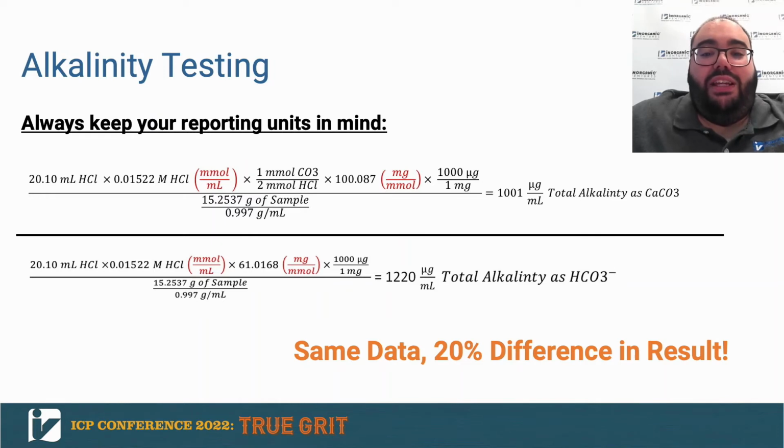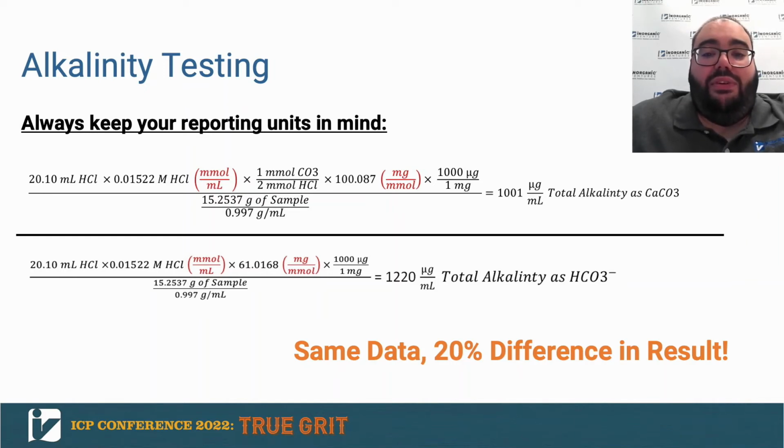So what you see on the screen are 2 different calculations, but they're using the same set of titration data. If you look through, the mils of HCl are the same, the molarity of the HCl, and the amount of the sample is the same. What you'll see though is for reporting as bicarbonate, you don't have to worry about the diprotic base portion, and the molecular weight of calcium carbonate and bicarbonate is going to change. So you'll see that factor in there as well.